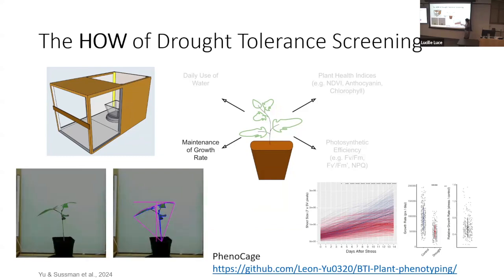And you can absolutely differentiate. Again, the control is blue here, the drought is red. You can differentiate between your control-grown plants and drought-stress-grown plants. Based on this data, we can calculate the growth rate throughout the experiments for each of the genotypes, which we have done in here.